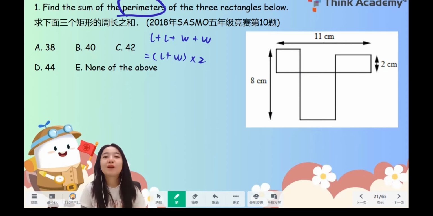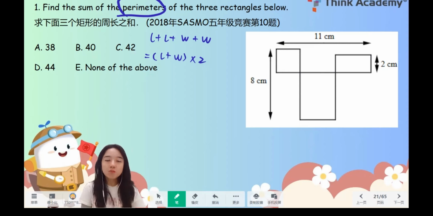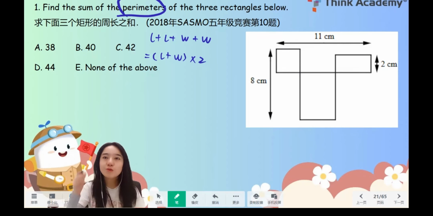For example, if we consider the 3 rectangles as a whole thing, it is an irregular shape. To find the irregular shape's perimeter, normally we need to make it into a regular shape. How? By moving some sides. If I move this pen to your home, the length of this pen is always the same. It won't be changed.